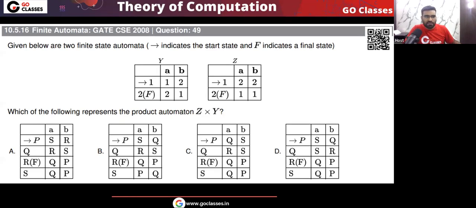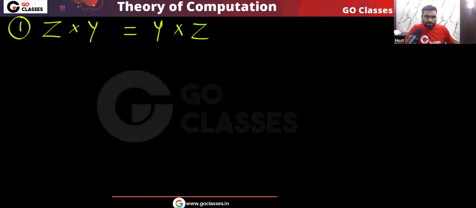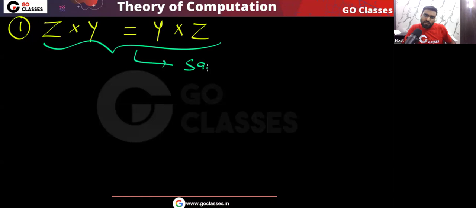Now let's solve this question very easily. Two DFA are already given to you. We have to create a product automata Z cross Y. First of all, let me tell you that Z cross Y and Y cross Z are both the same. Let me clear the doubts that you might be having. Some students might ask, sir, is Z cross Y the same as Y cross Z? Yes, in the product automata they are the same. It does not matter whether you call it Z cross Y or Y cross Z.